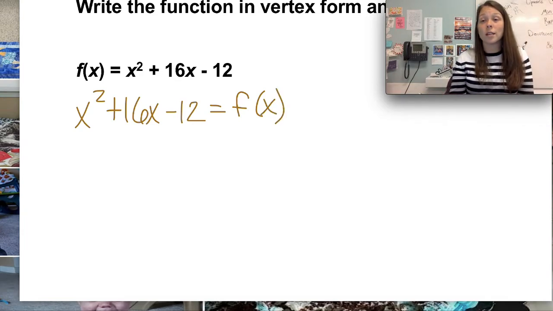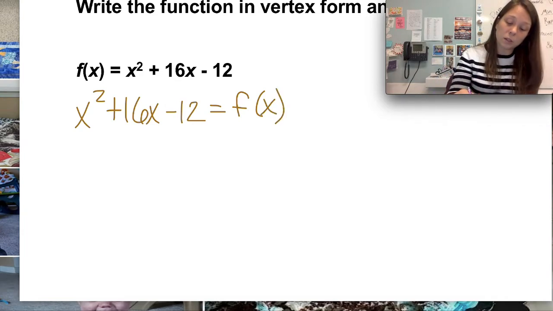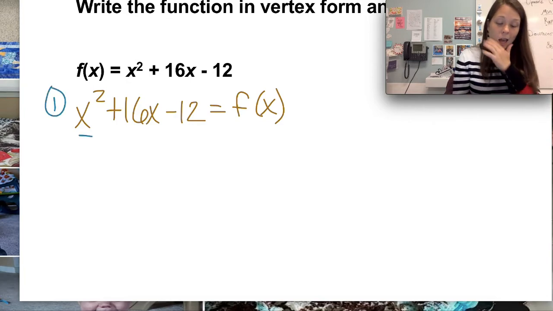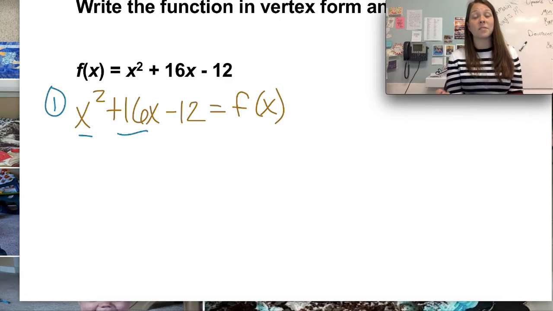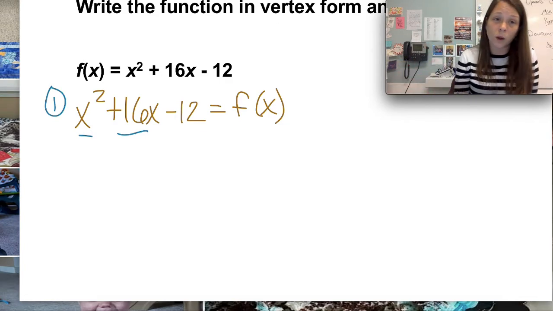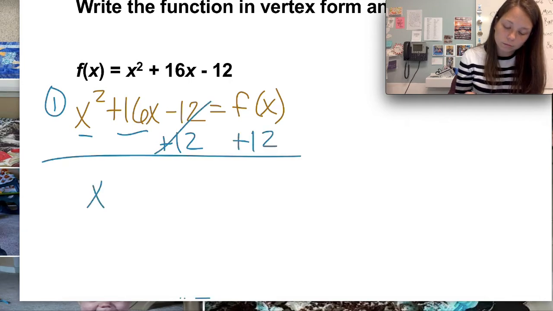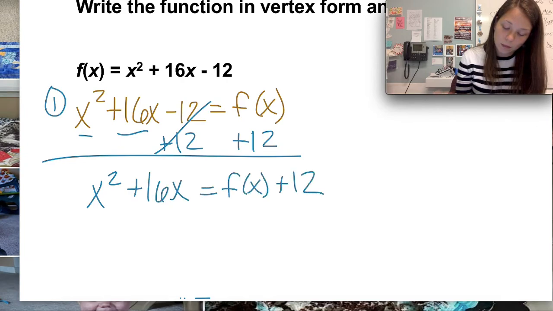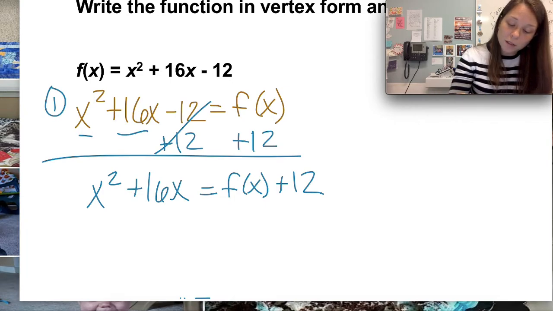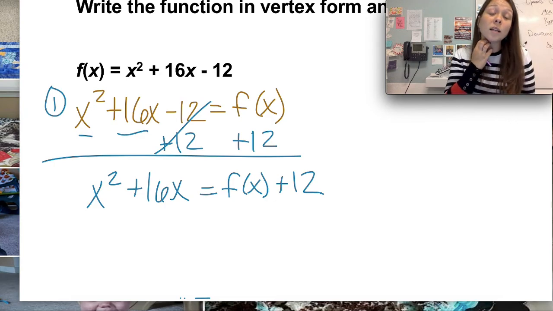Now I'm going to focus on step 1 of the completing the square process and make sure that my x squared and x terms are the only thing on the left side and all the other pieces are on the right side. So to do that, I'm going to add 12 over. I don't need to worry about step 2 because my value of a is already 1.